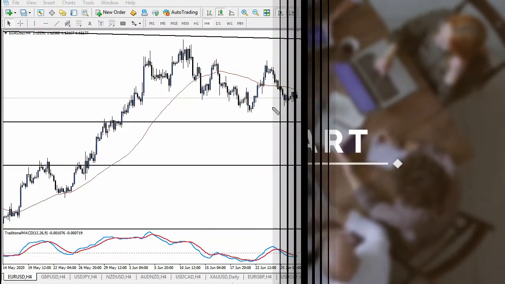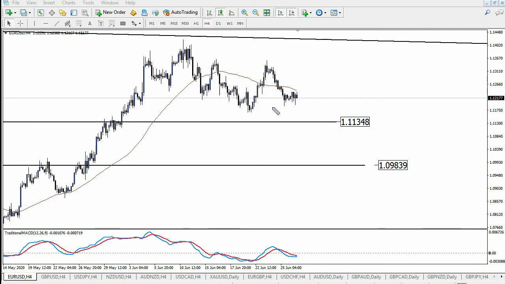So, let's start. Before we start, I want to say that all chart pairs moved as expected last week. So now let's start. As I told you, all the charts are moving as expected.